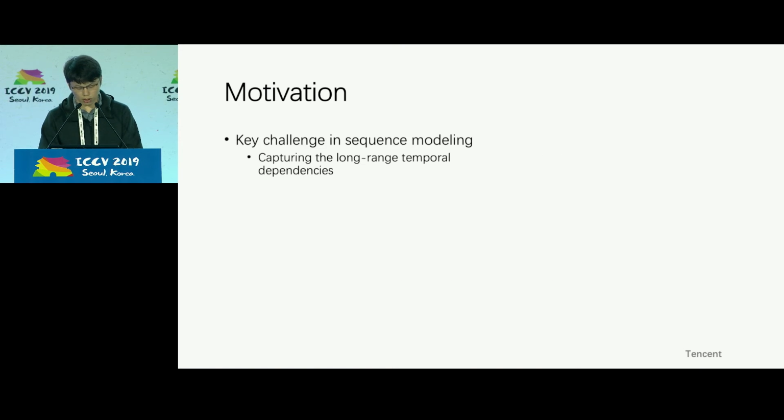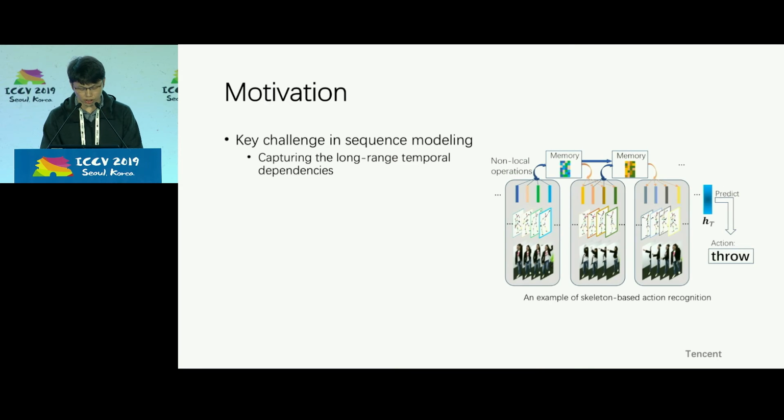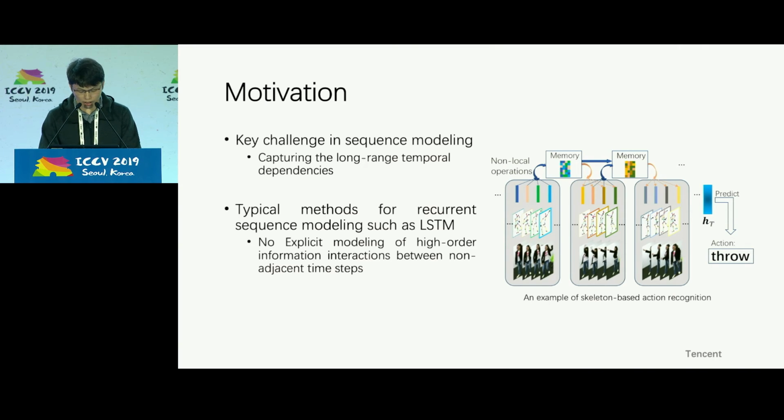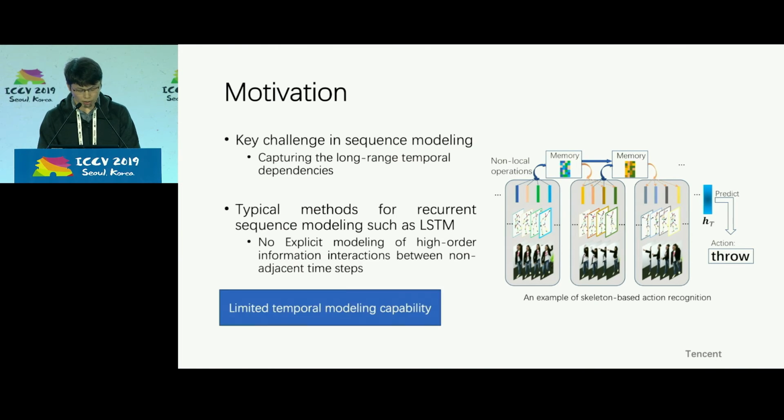The key challenge in sequence modeling is to capture long-range temporal dependence in the sequence. For instance, suppose we aim to recognize actions from an input video based on only the skeleton information. It is very difficult to make the correct recognition by only sampling some frames from the video. Only by capturing the temporal information of the whole video can we recognize the action accurately. However, typical sequence models like LSTM cannot perform explicit modeling of high-order information interactions between non-adjacent time steps. Hence, they have limited capability of temporal modeling.